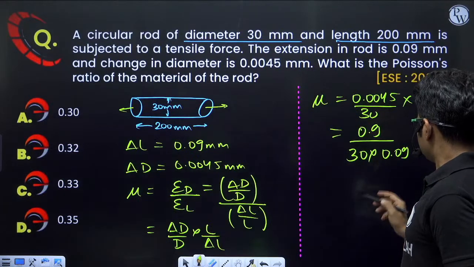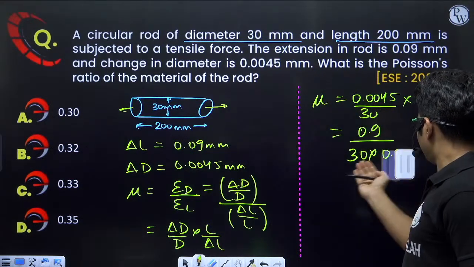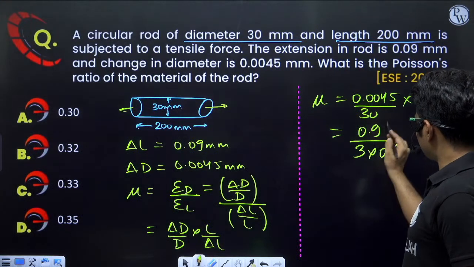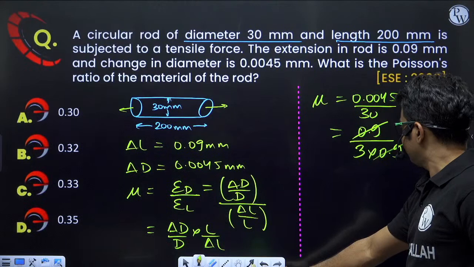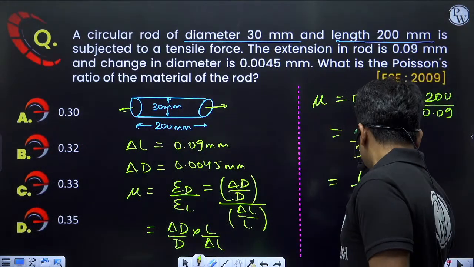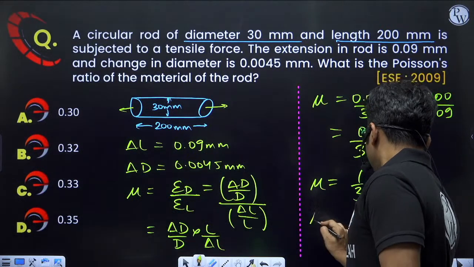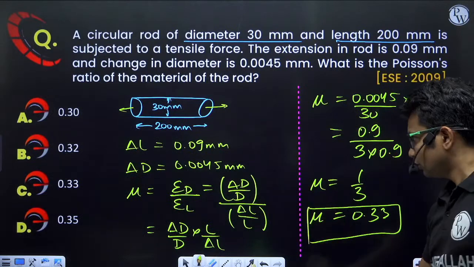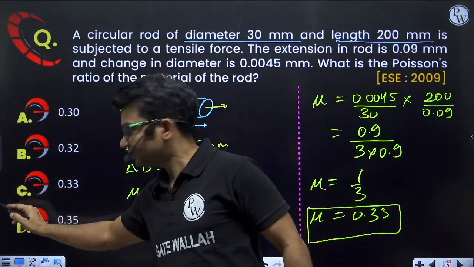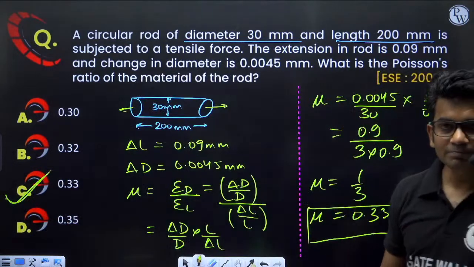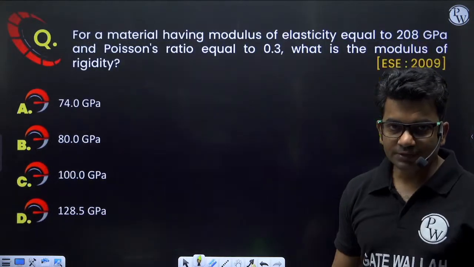30 into 0.09 I can write as 3 into 0.9. So 0.9 and 0.9 will be cancelled out. I'll be getting 1 by 3. So Poisson's ratio will be 1 by 3, and that will be equal to 0.33. So the correct answer will be option C, 0.33. Okay, let's move on to the next question.